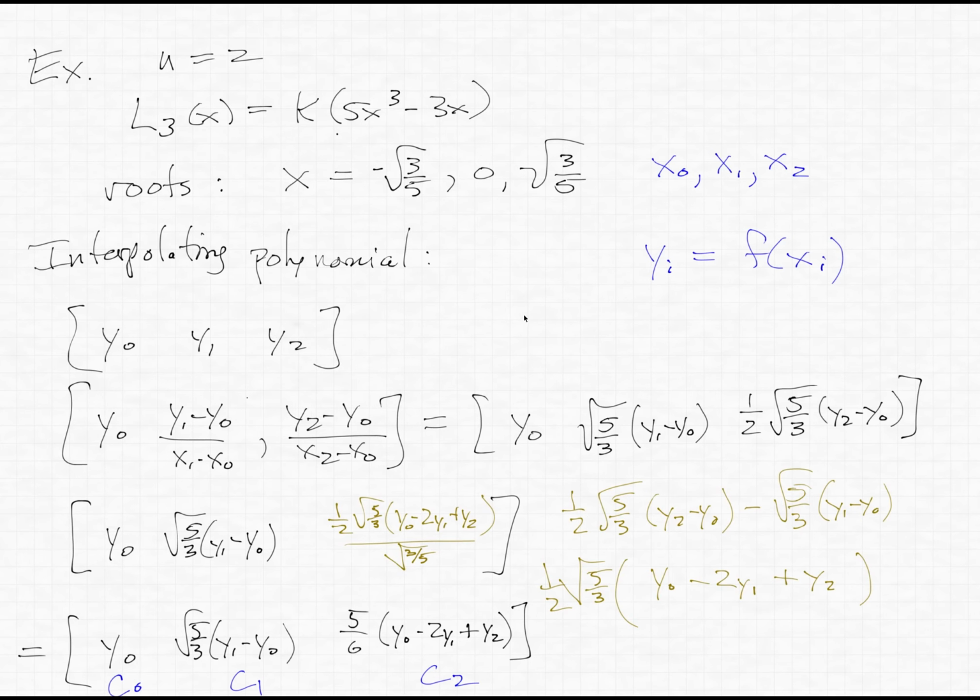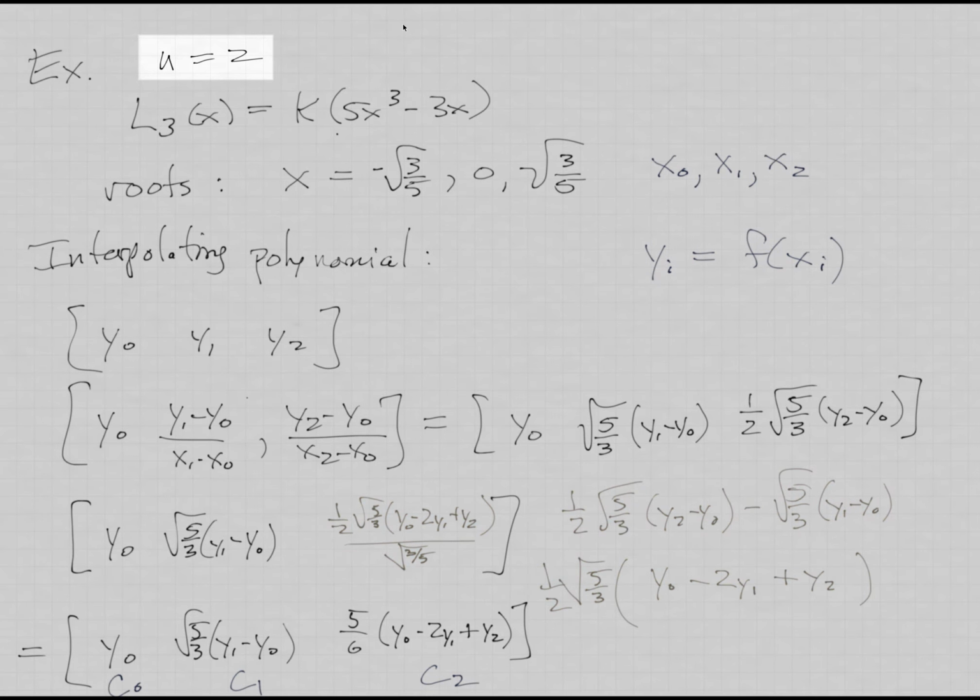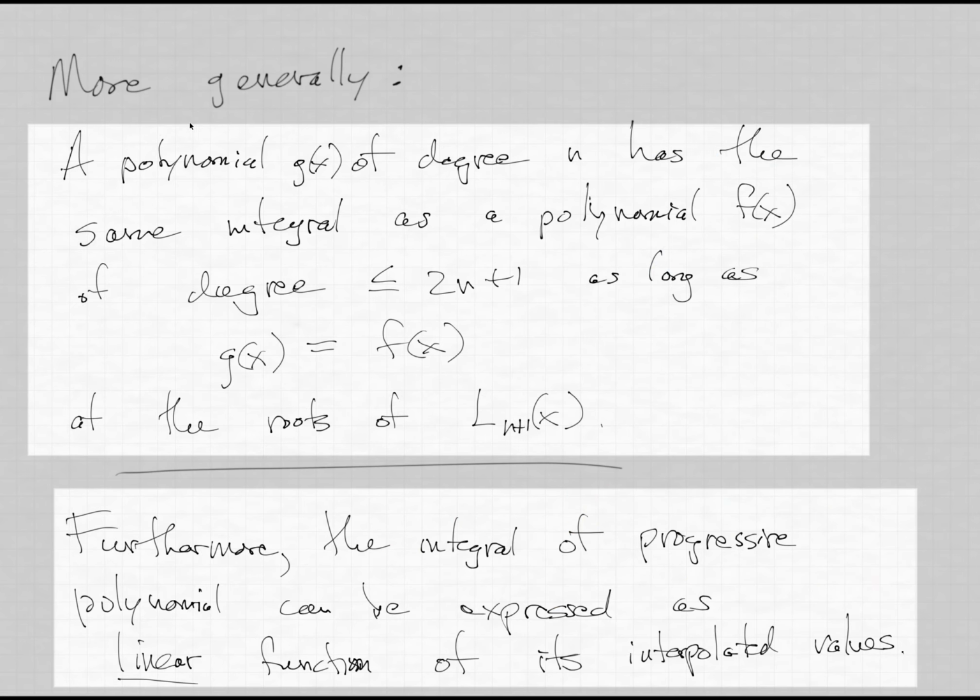Okay, let me do an example. It's a little messy, but hopefully it'll make things a little bit clearer. I'm going to do the next case up. I just did the case when n equals 1, right? So looking at this general rule here, we have done the case when n equals 1. In that case, g was a linear polynomial, a linear function. And in that case, L_{n+1} was L2. It had 2 roots. So we took 2 sample points, and we were able to get a linear function that has the same integral as a polynomial up to degree 2n plus 1, which would be 3, right?